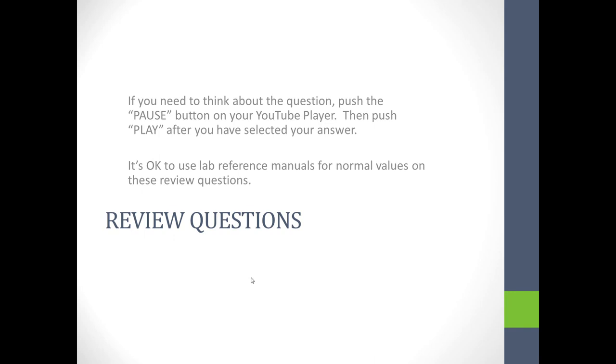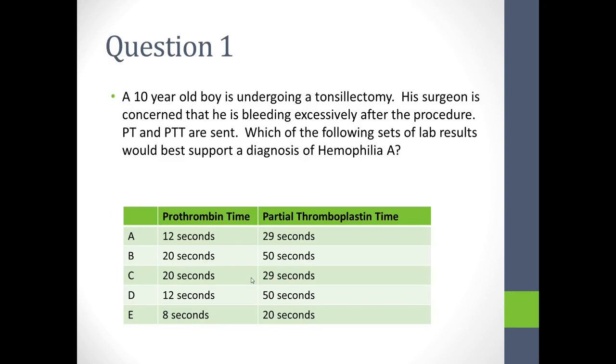Okay, so we're going to do some review questions. Go ahead and pause the video if you need to think about your question. Okay, question one: a 10-year-old boy undergoing a tonsillectomy. The surgeon is concerned he's bleeding excessively. Which of the following sets of lab results would best support a diagnosis of hemophilia A?